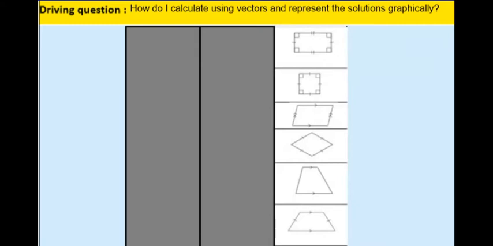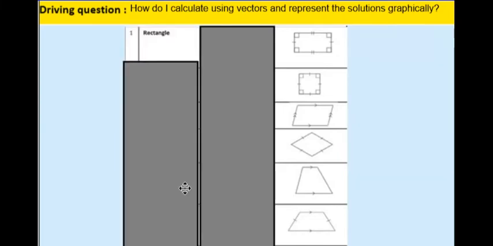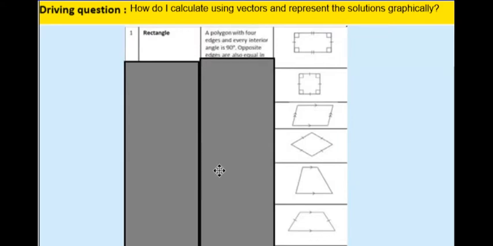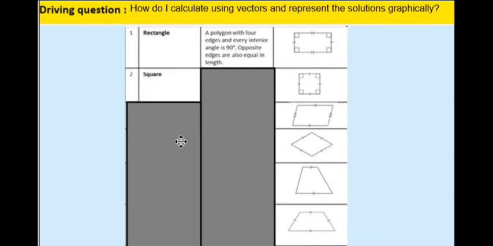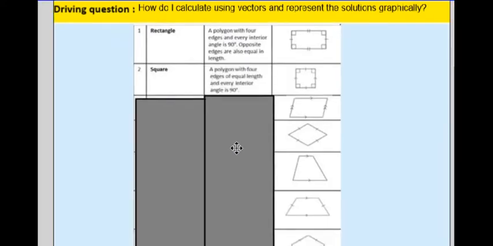Okay, so you should have noticed that the first shape is a rectangle. How do you know that that shape is a rectangle? Well, it has 4 sides, every angle is 90 degrees, and the opposite edges are equal in length. The next shape is a square. It's a special type of rectangle. It has 4 edges, they're all equal length, and it has angles of 90 degrees.